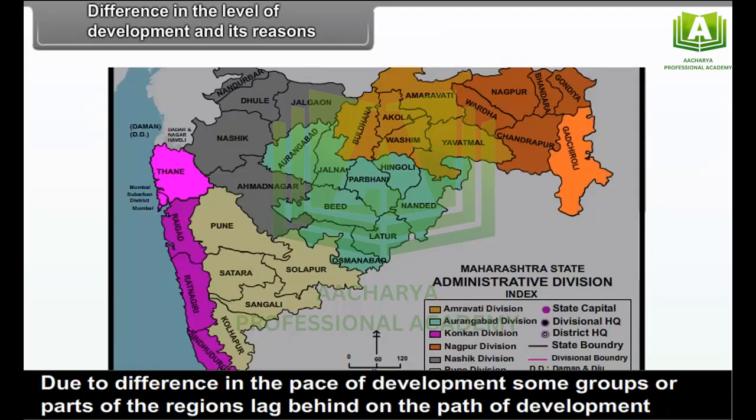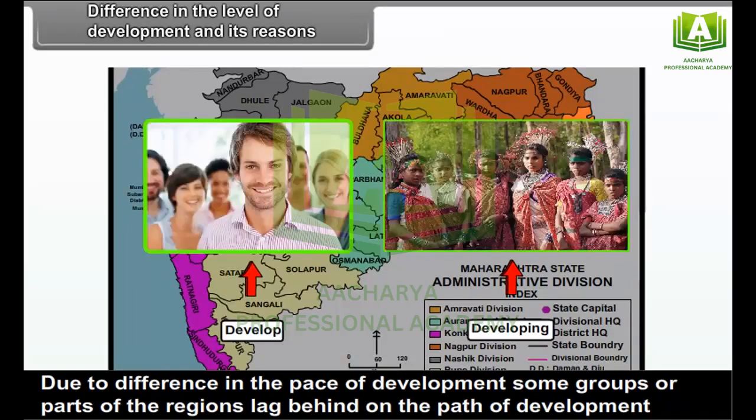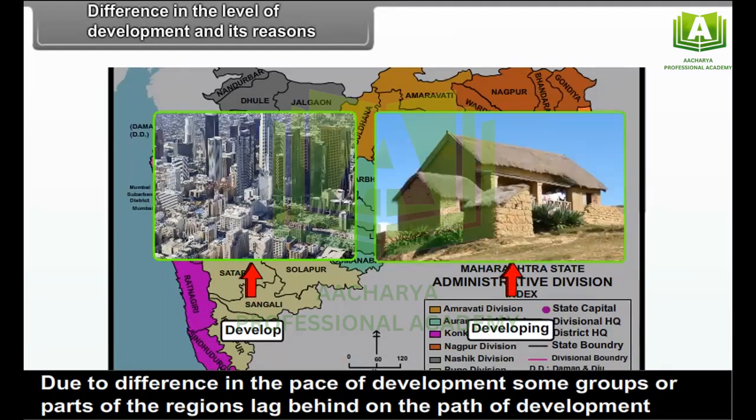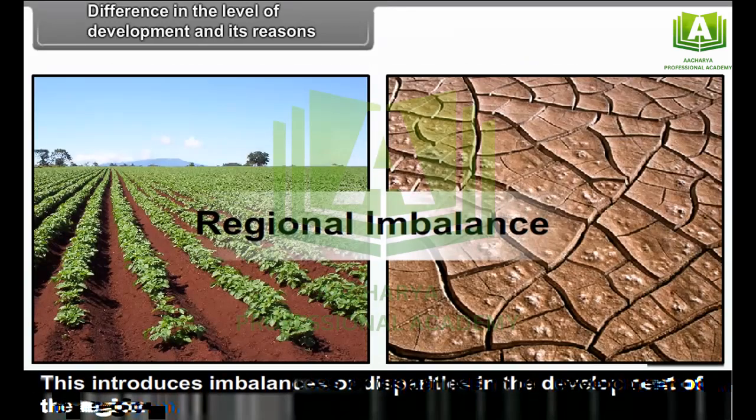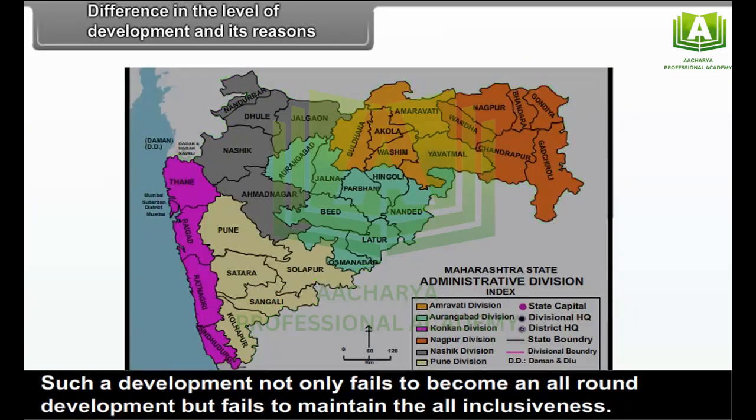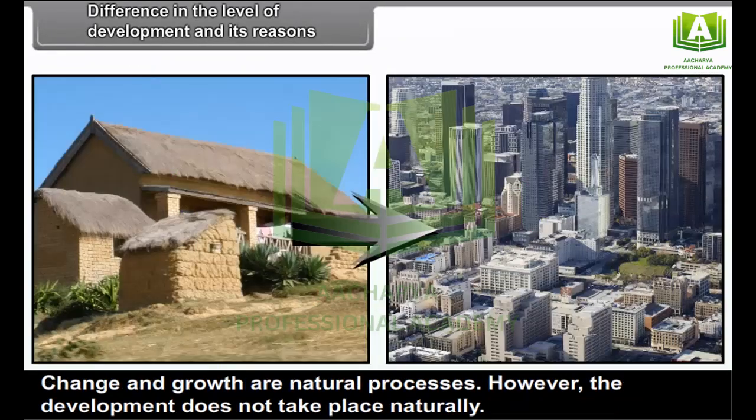Due to difference in the pace of development, some groups or parts of the region lag behind on the path of development while others progress rapidly. This introduces imbalances or disparities in the development of the region. Such a development not only fails to become an all-round development, but fails to maintain the all-inclusiveness.